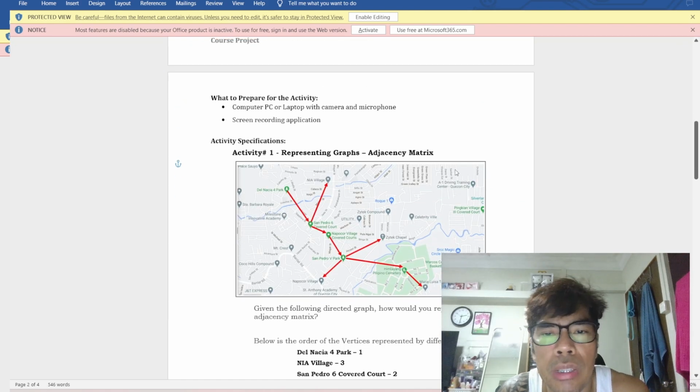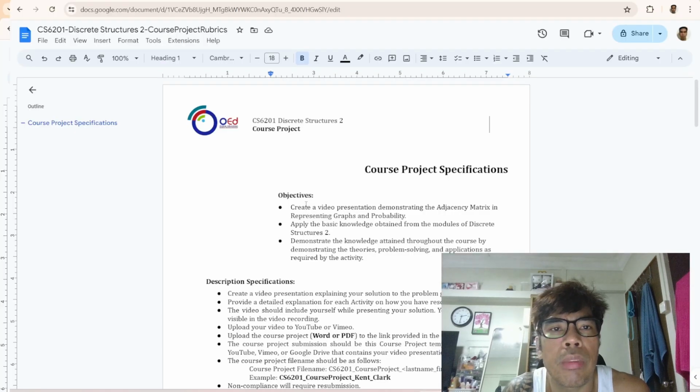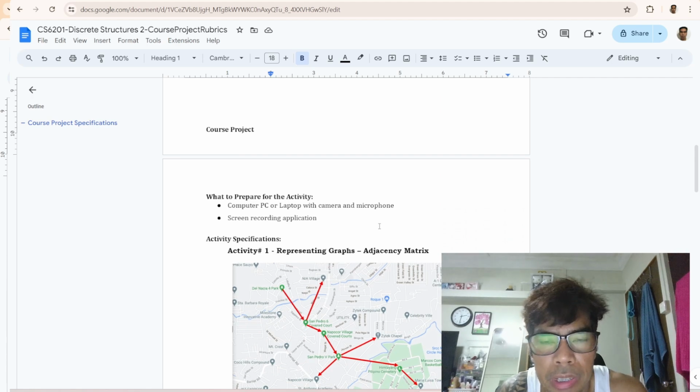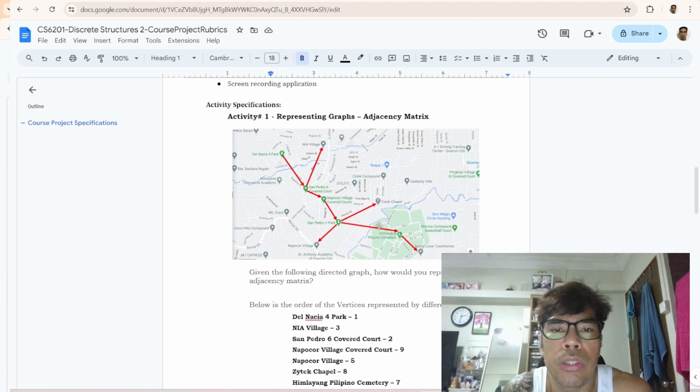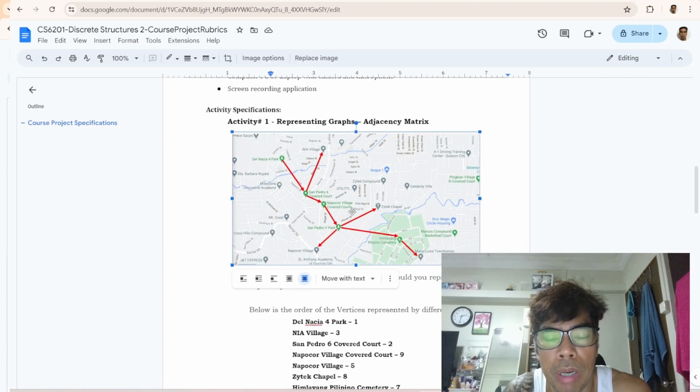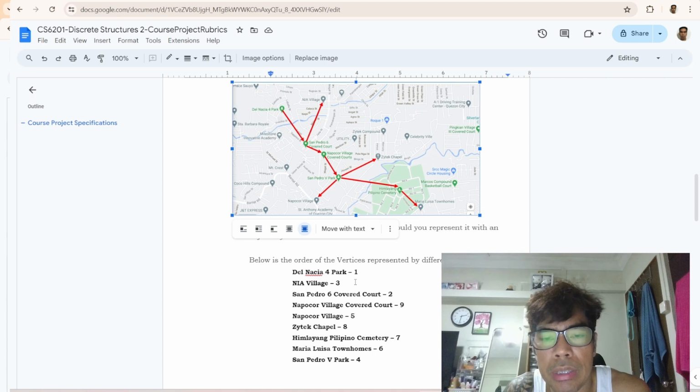First is the adjacency matrix. I'm going to solve this while making the video presentation. First, get the adjacency matrix representing the graph here. The graph is this one, the map. Then there are plots, coordinates for the addresses.